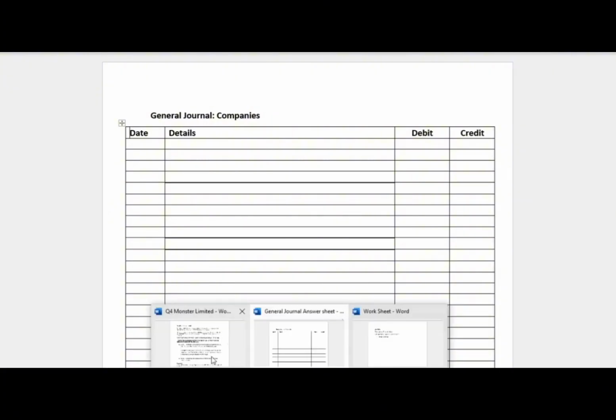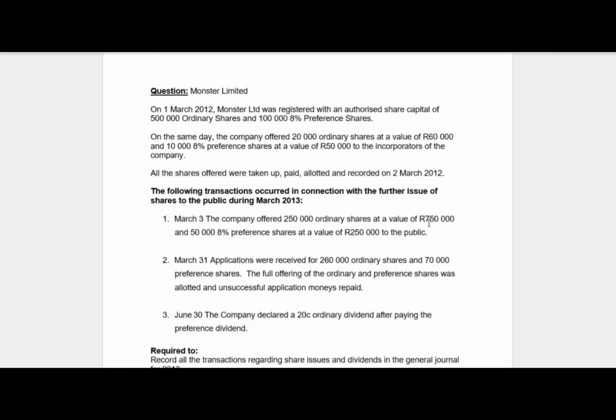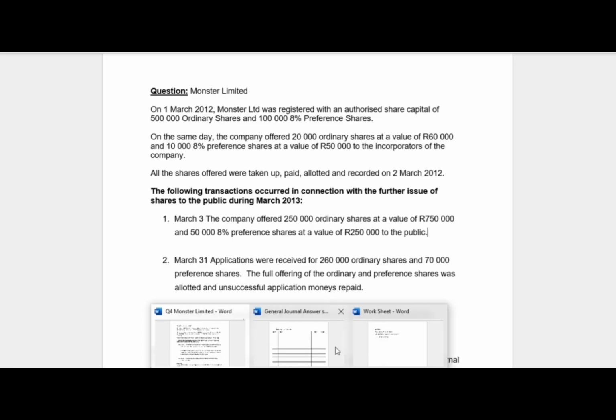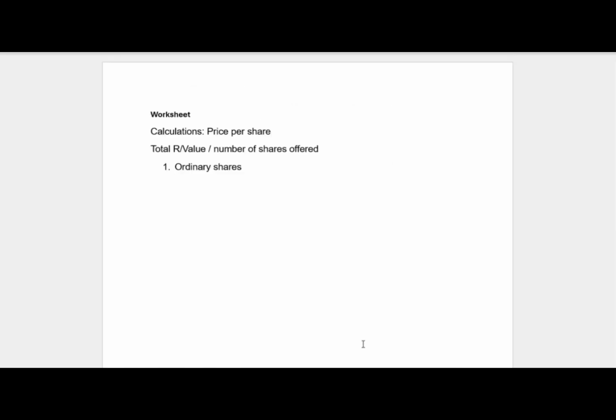So I want us to go and start with the price per share for ordinary shares. We are going to check how much is the rent value for that in our question. So in our question, we have got 250 ordinary shares at a value of 750,000. So it means we have to say 750,000 divided by the 250,000, which is the number of shares offered.